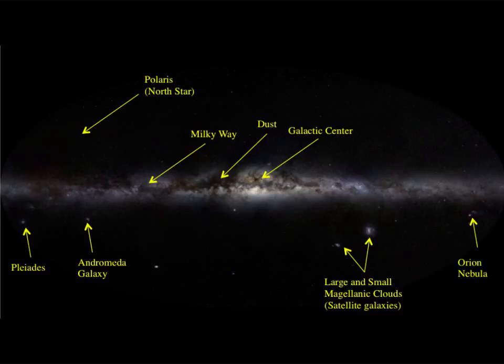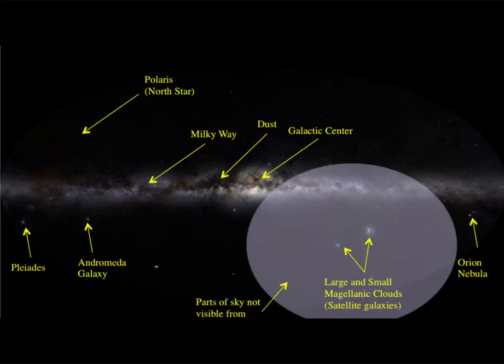Some objects that you may have heard of before are noted below the Milky Way: the Pleiades star cluster, the Andromeda galaxy, the Large and Small Magellanic Clouds. You may not have heard of them. They're only visible from the southern hemisphere, but they're satellite galaxies of the Milky Way. The Orion Nebula is there on the right. And as I said, part of this you can only see from the southern hemisphere. So this oval sort of indicates what you would need to go south of the equator to see. So north of the equator we can see everything that's not in that oval region.